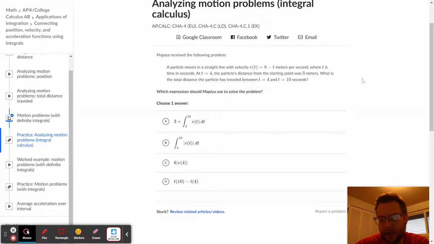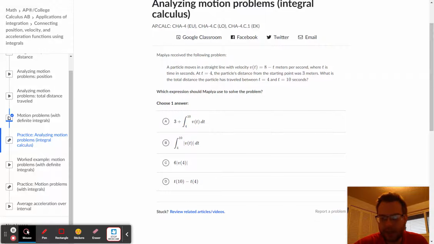One thing I want to point out is that our velocity changes from being positive to negative in the interval that they're asking us about. Because at t equals 4, our velocity is 8 minus 4. That's a positive number. And then at t equals 10, it's 8 minus 10, and that's a negative number.